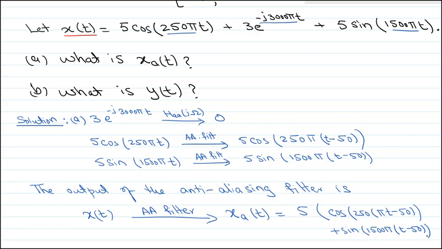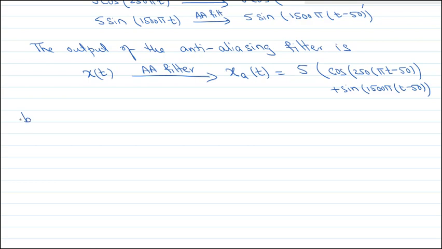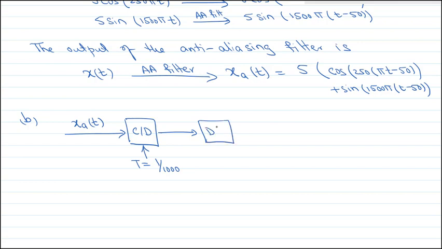Now let's look at part B. I can simply break down my part B into the following. My part B is effectively saying that I have this input signal xa of t. I am now passing it through a continuous to discrete block, and my sampling frequency is 1000 Hertz. Then I pass it through a discrete to continuous block with the same sampling frequency, or reconstruction frequency. And what is my y of t?